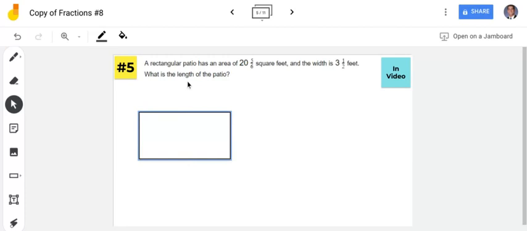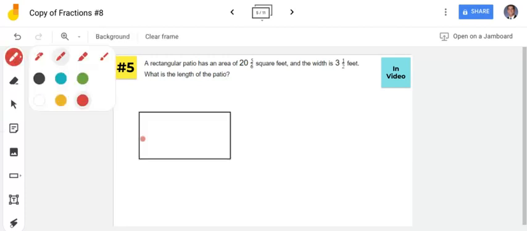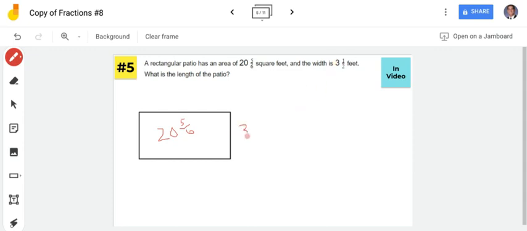And we know the area is 20 and 5/6. So inside, because the area is of course the amount of area inside the rectangle, is 20 and 5/6. Okay. The width is 3.5. So let's say this right here is 3.5. It's 3.5 feet wide. Our question is, what is the length of the patio?